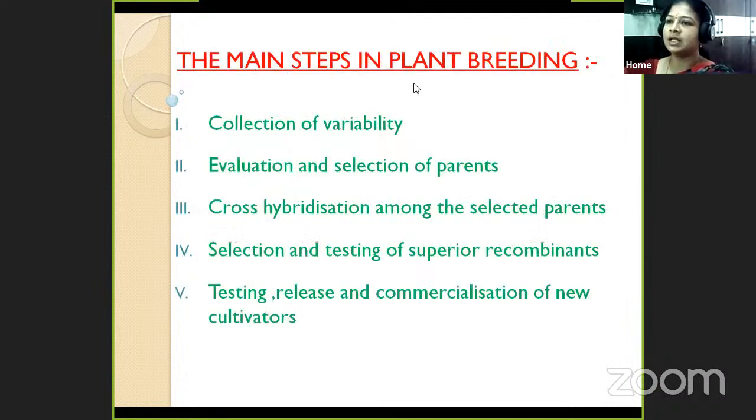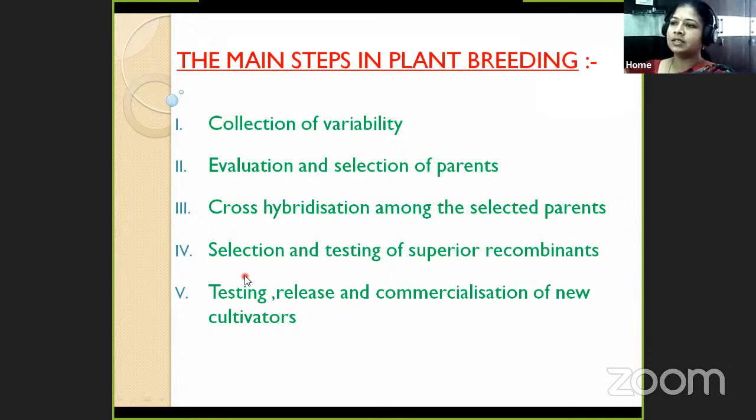The main steps in plant breeding are collection of variability, evaluation and selection of parents, cross hybridization among the selected parents, selection and testing of superior recombinants, testing, releasing and commercialization of new cultivars. These are the 5 main steps which are present in the plant breeding process.